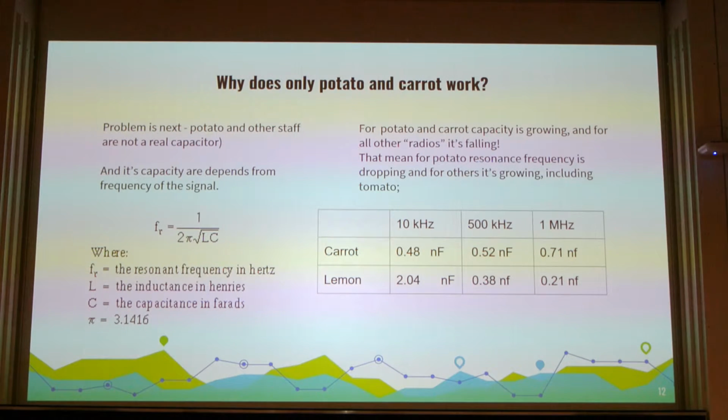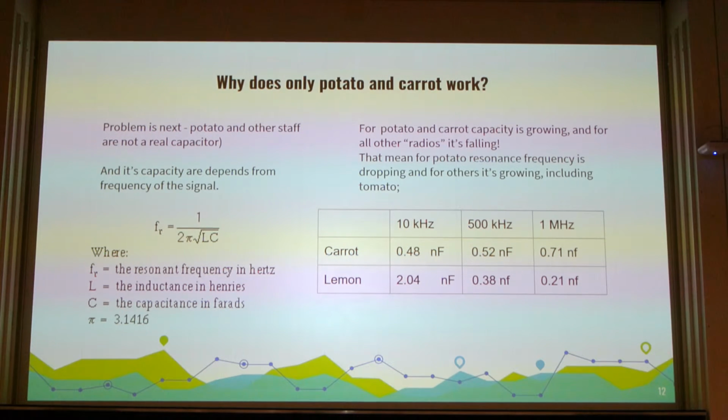So for carrot, how do you measure the capacity? Mostly, you just take your multimeter, put on 2 electrodes, and it measures your capacity. But your multimeter measures capacity at a frequency of 10 kilohertz. But you can measure it at other frequencies. And if you measure carrot capacity at 500 kilohertz, it will be not 0.48 nanofarad, but 0.52 nanofarad. And at a frequency of 1 megahertz, it's 0.79 nanofarads.